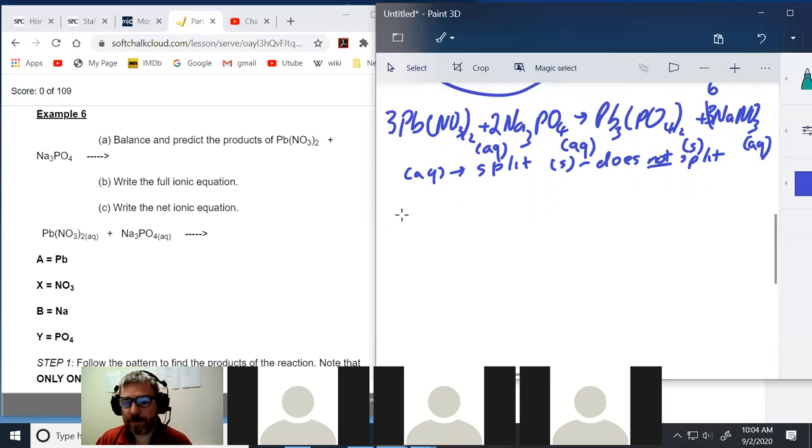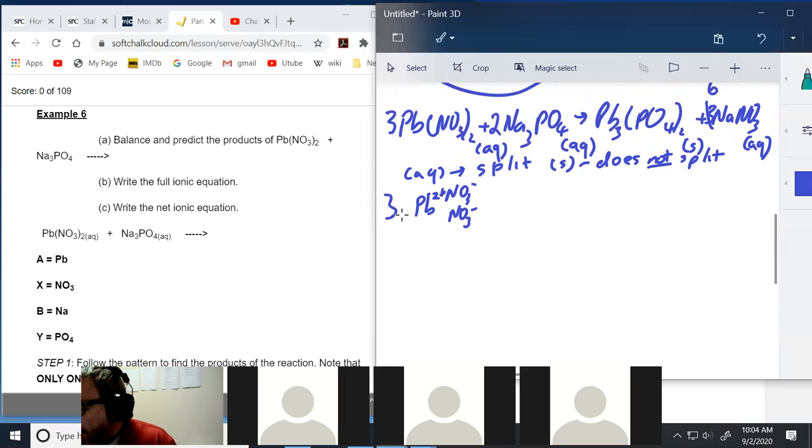All right. So Pb(NO3)2, let's look at what one of those looks like first. That'd be Pb and two NO3s. The NO3 is -1 and the Pb is 2+, but there's actually 3 of everything here.